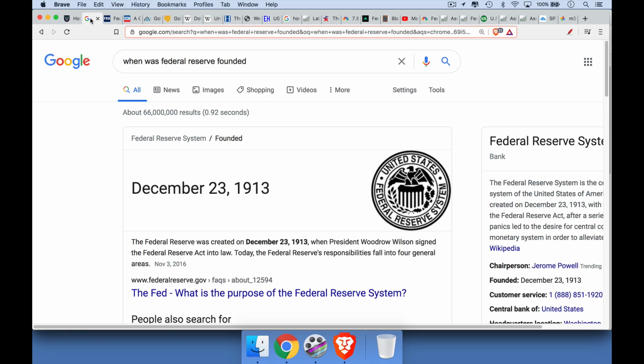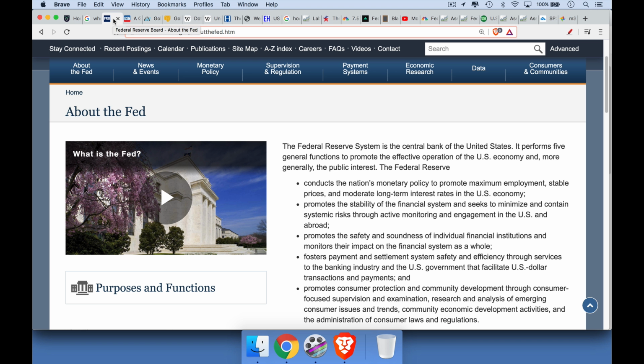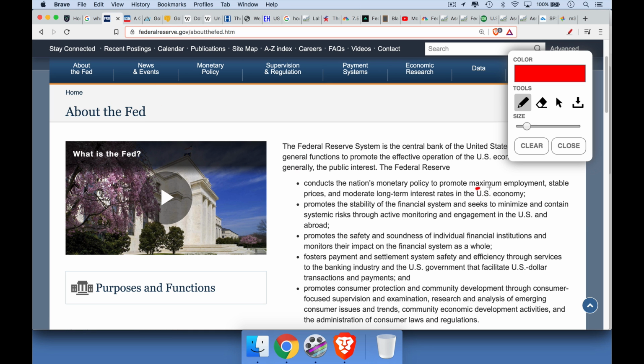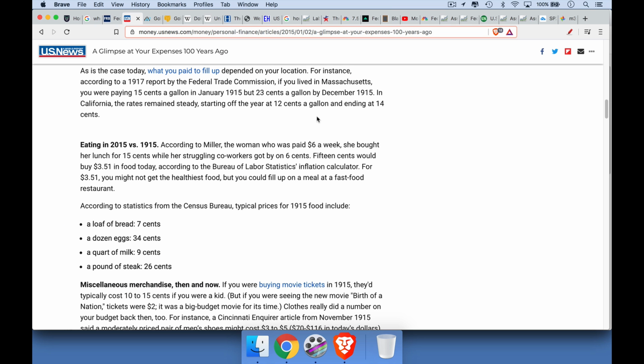So the Federal Reserve is the central bank for the United States. It was founded in 1913. And if we go to their website, we can see that they have a mandate to conduct the nation's monetary policy to promote maximum employment, stable prices, and moderate long-term interest rates. So I thought we'd just go through and analyze them from the perspective of their own mandate.